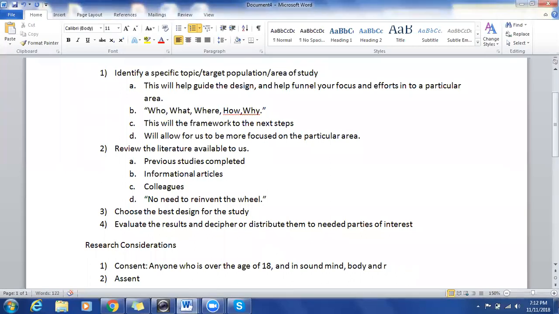So you have sound mind, body, and reason. And then assent is anyone who is under the age of 18.